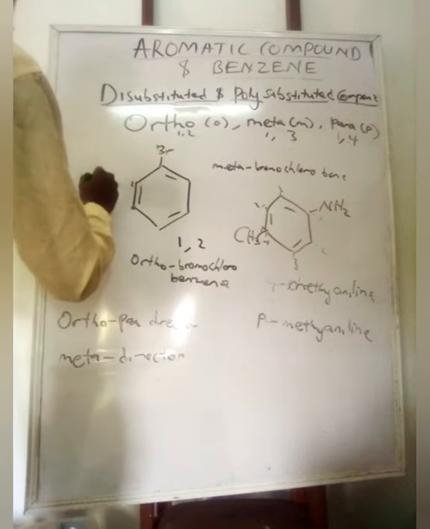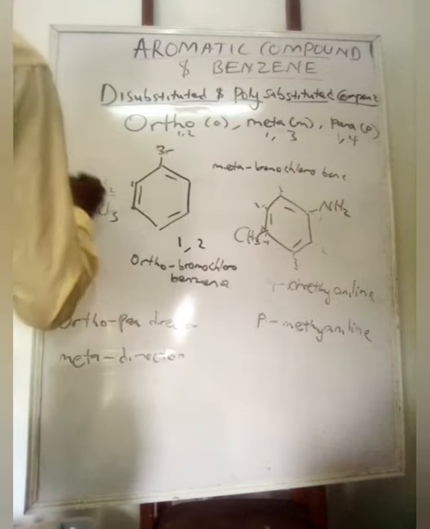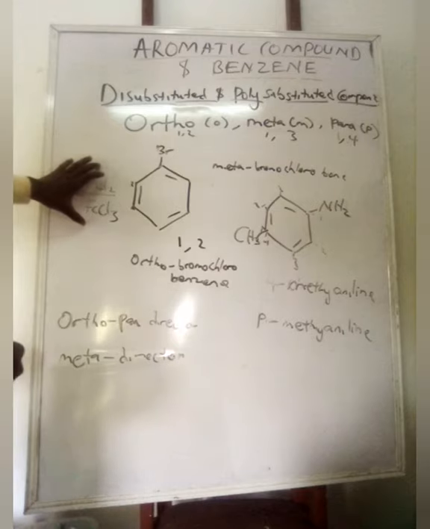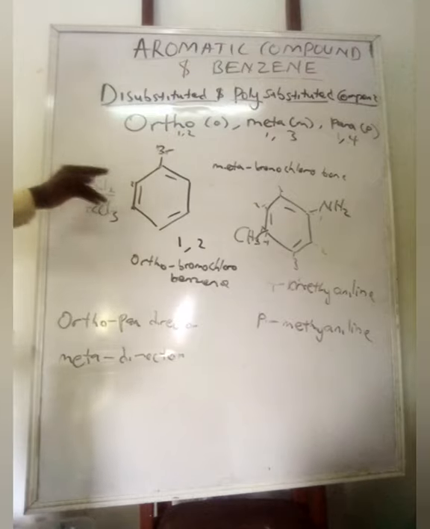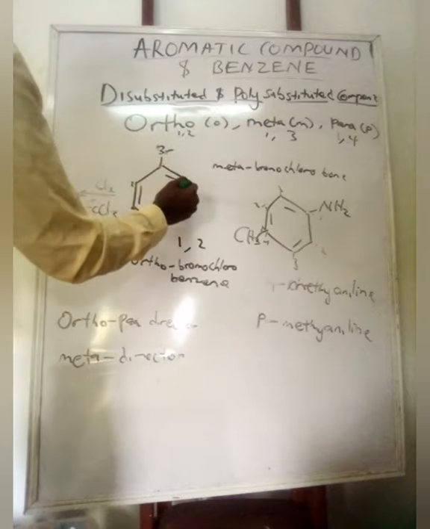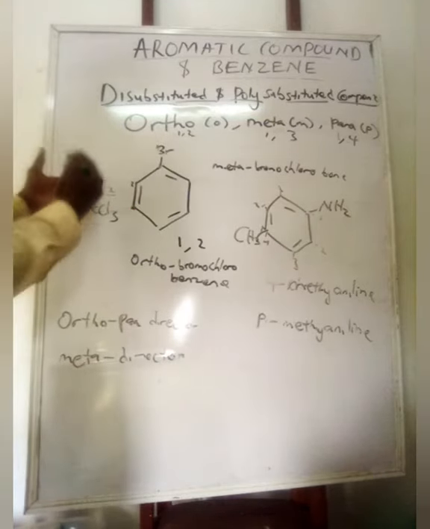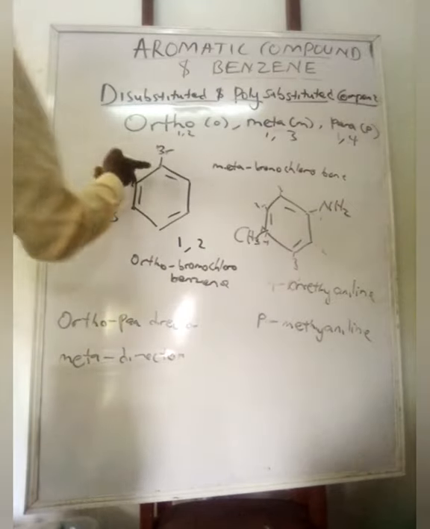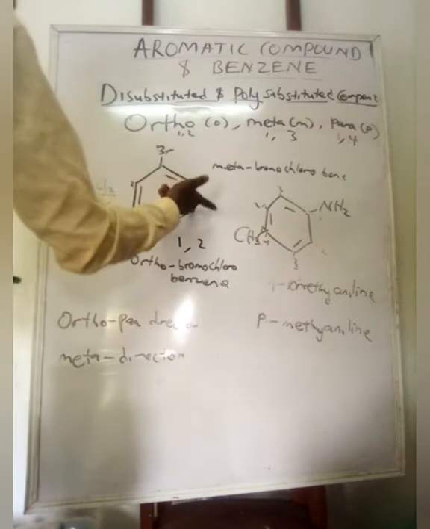Now you have something like this. I want to attach chlorine to this, using our normal reaction, Cl2 and FeCl3. This is halogenation, an electrophilic aromatic substitution reaction of benzene. I'm going to attach Cl to the benzene, but the bromine on this benzene is going to determine the location of the chlorine, whether it will be on this position or that position. That is what ortho, para director and meta director are about.